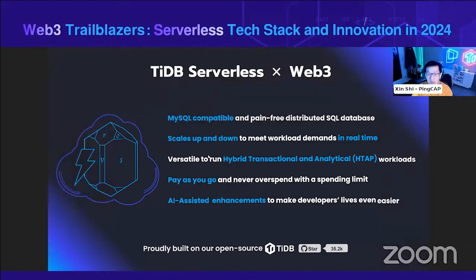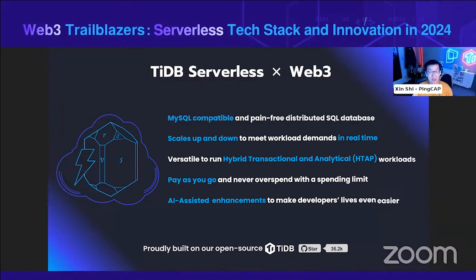So our strategy is perfectly aligned with our customers, and with what developers, especially Web3 developers, are looking for. TiDB Serverless is our answer to Web3. It's MySQL compatible and a distributed SQL database, which means you can seamlessly migrate your existing data to TiDB Serverless. It scales up and down to meet your workload demands.